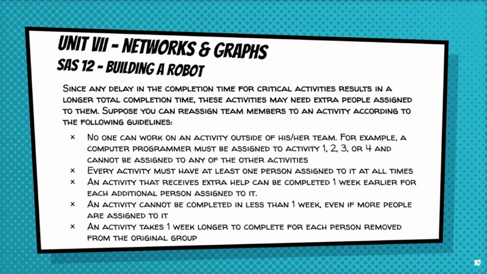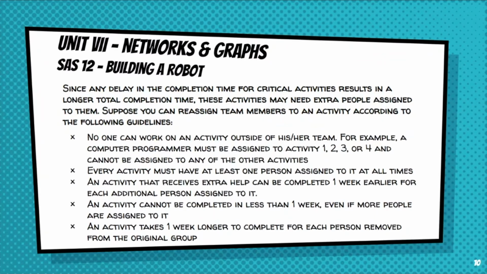following guidelines. No one can work on an activity outside of his or her team. So computer programmers can't work in engineering fields, engineers can't work in computer programming, technicians can't work in engineering, and so on. For example, a computer programmer must be assigned to activities 1, 2, 3, or 4, all the ones that have computer programmer, and cannot be assigned to any of the other activities. Now, every activity must have at least one person assigned to it at all times. Can't go forward if you're not working on an activity.